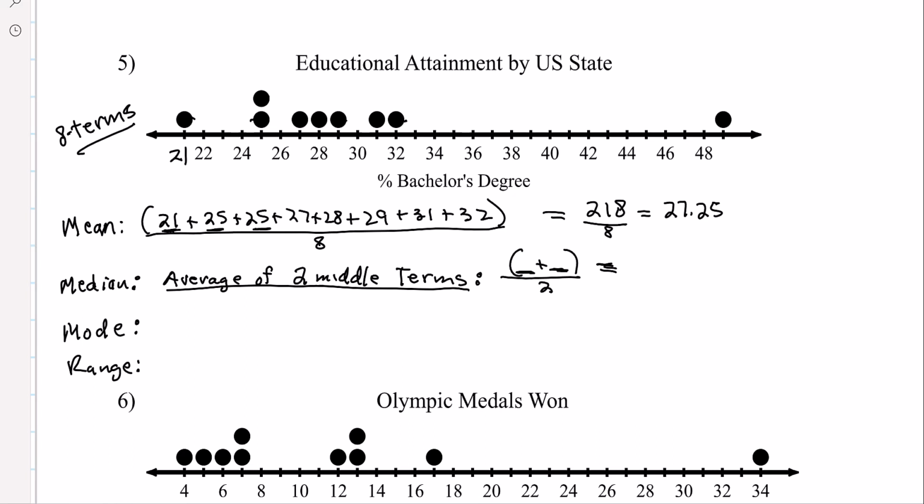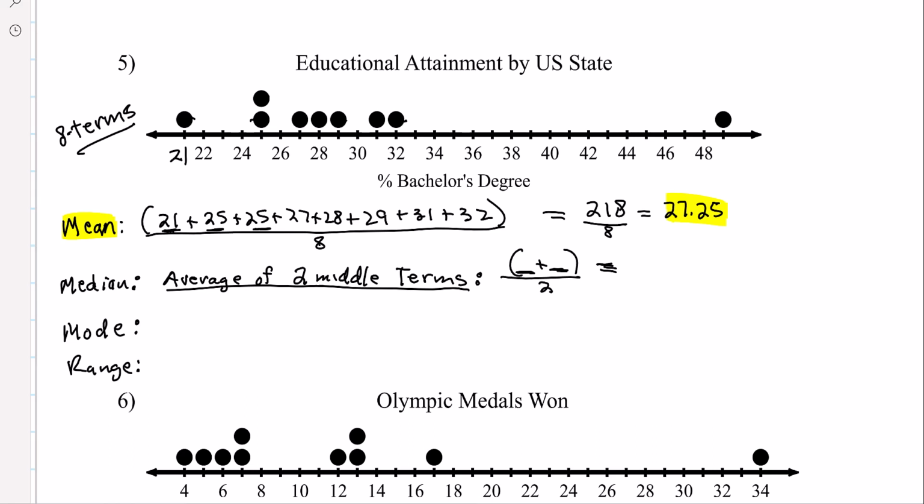Now, if your instructions tell you to round to the nearest tenth, then it would be rounded to 27.3. But the instructions do not say that. So the mean for this set of values is 27.25. Okay, now we're going to find the median, and I ordered those least to greatest.